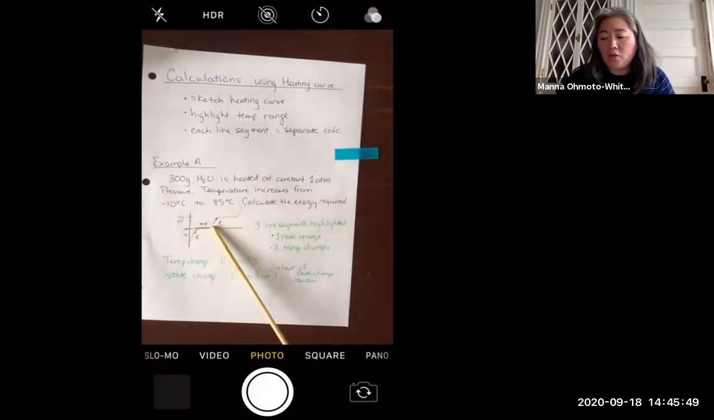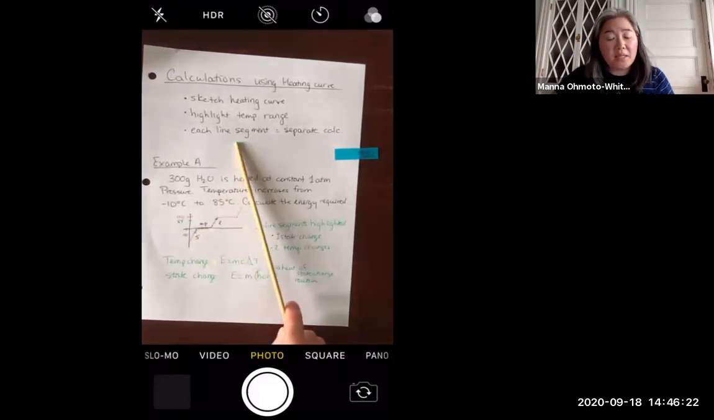So I'm going to sketch my generic heating curve for water, and it's at 1 atmosphere pressure, so I know my benchmarks are 100 degrees Celsius and 0 degrees Celsius, where the melting point and the boiling point are. And then I basically put in my values for my word problem, -10 and 85, and highlight the portions of that heating curve that I'm actually using. So although the heating curve has 5 line segments, I'm only using 3 of the line segments and not even all of the liquid line segment or the solid line segment.